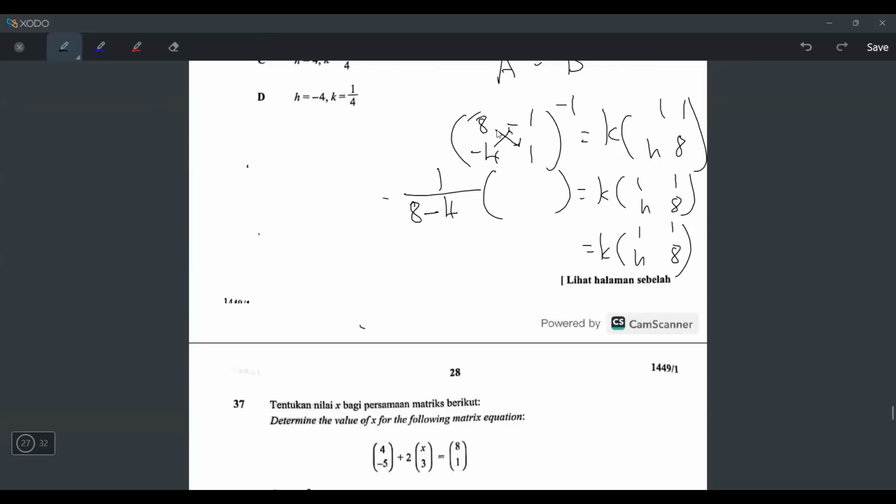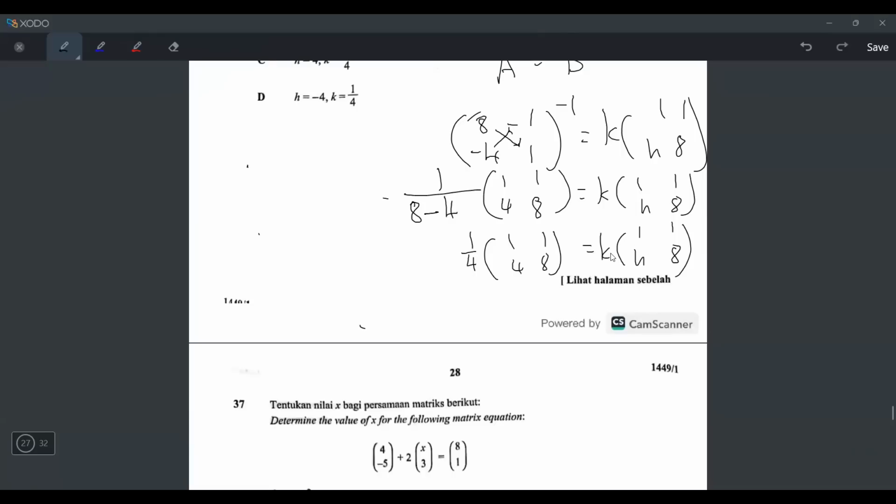And then just now you take 8 times 1 first, right? It means that one you have to tukar tempat. So it will be 1 here, 8 here. And then the -1, -4, tak payah tukar tempat, just tukar tanda. So -1 jadi +1, -4 jadi +4. And now what is 8 minus 4? It's 4, right? And then here is 1, 1, 4, 8.